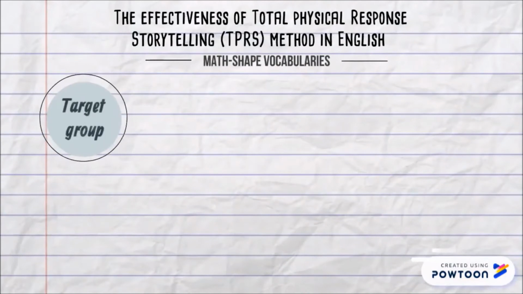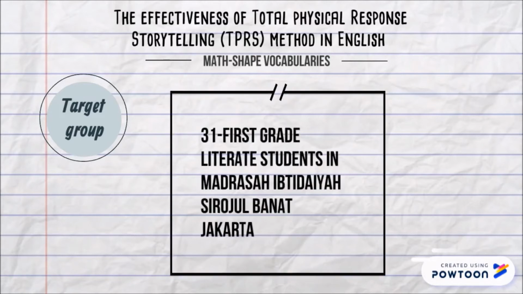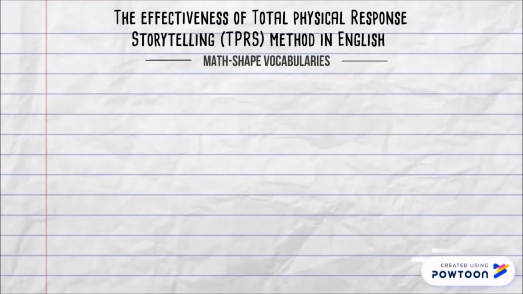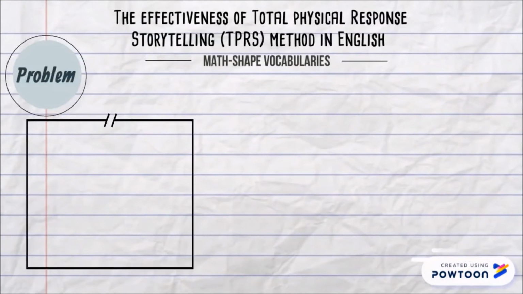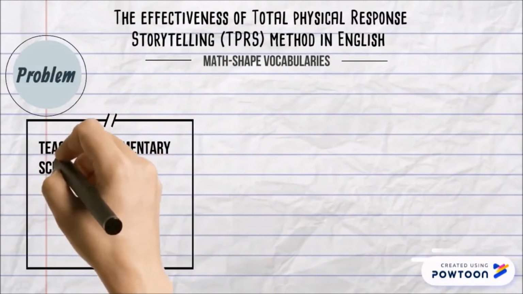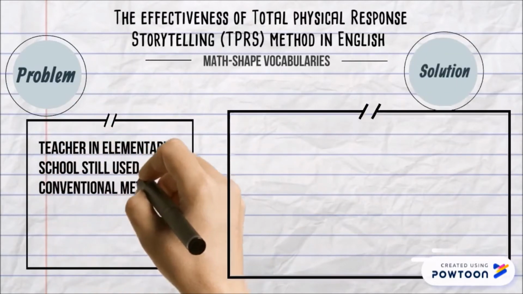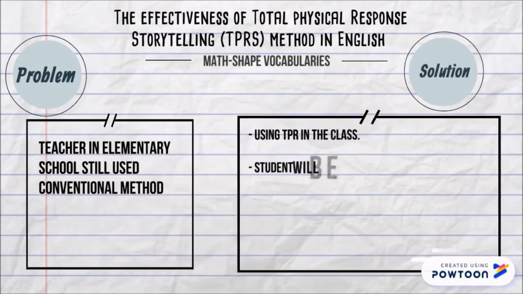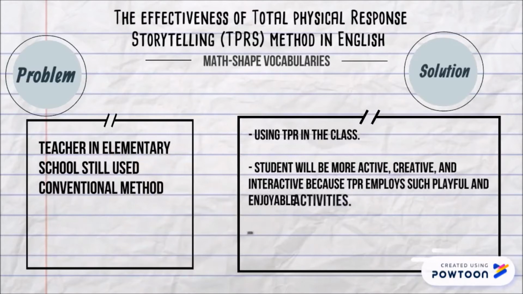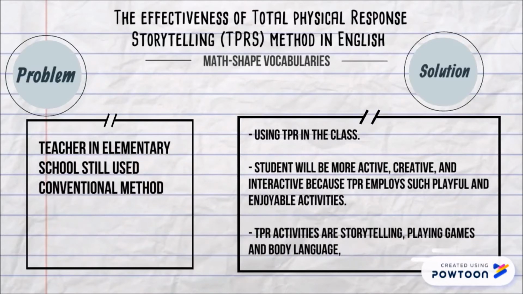The target group experimented in this research are 31 first grade literate students in Madrasah Ibadiyah Sirajul Banat, Jakarta. The problem of this research is teachers in elementary schools still use conventional methods. The solution of this research is using total physical response in the class. Students will be more active with activities, and total physical response activities are storytelling, playing games, and body language.